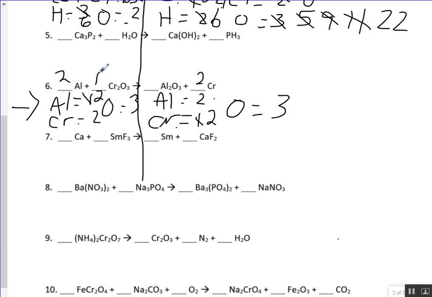Number 6 is like a type that you would see on a quiz. This is pretty simple. It didn't require a lot of work. We didn't have to change things 500 times. 7 is another good one that you'd see like on a quiz.